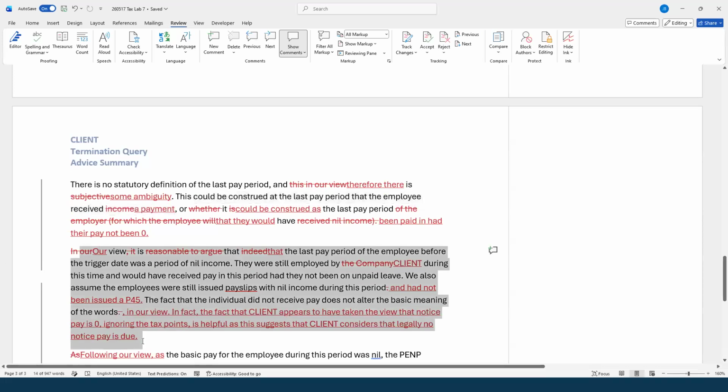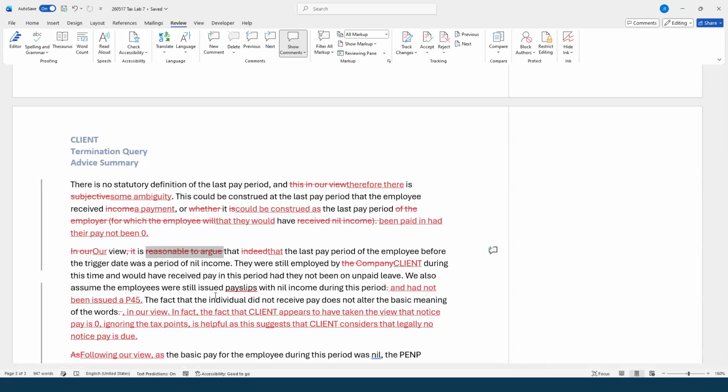Then the advisor, along with the review comments, basically said our view is that the last pay period of the employee before the trigger date was a period of nil income. Okay. So the change between what the manager put and what the director changed is they removed "reasonable to argue" and instead said it's our view that this is the answer. So this is more soft and likely to come across less well to a client. "Reasonable to argue", obviously, is like, well, how reasonable is it? Is it reasonable? Is it not? What's your view on it?